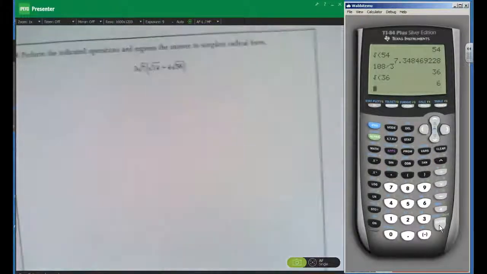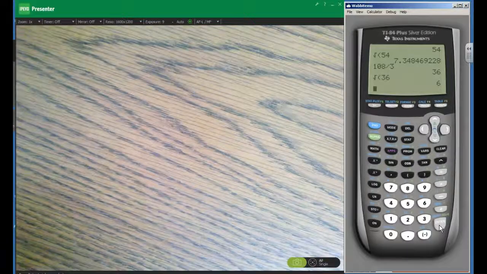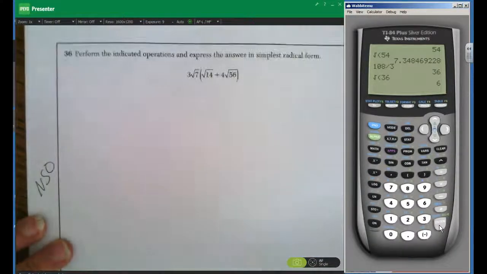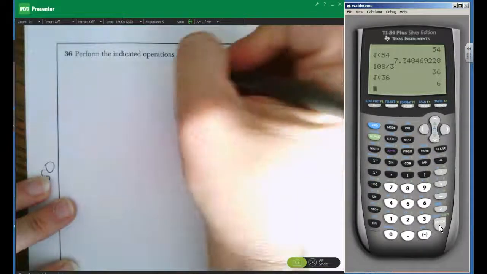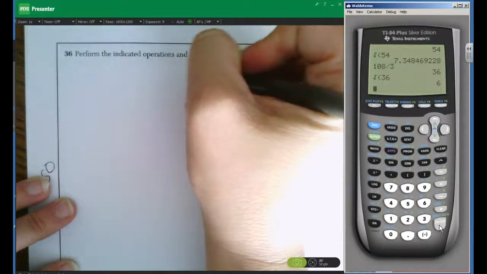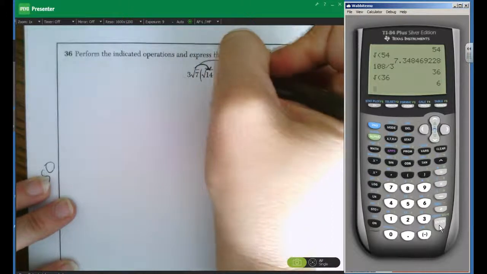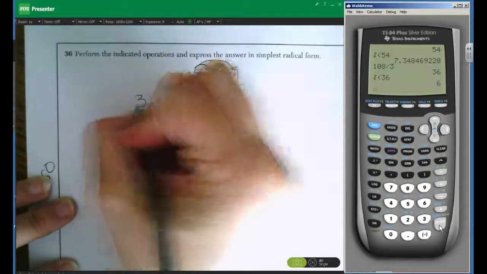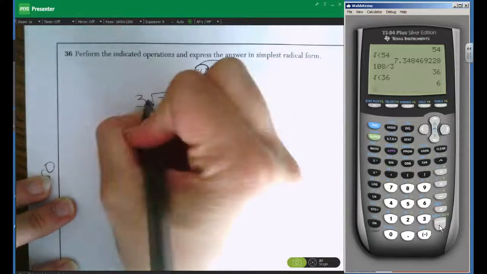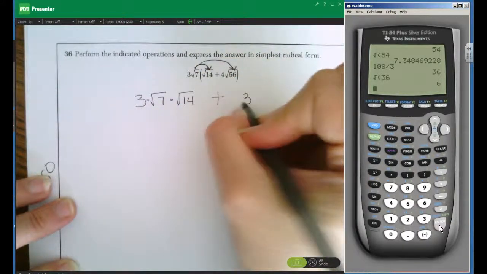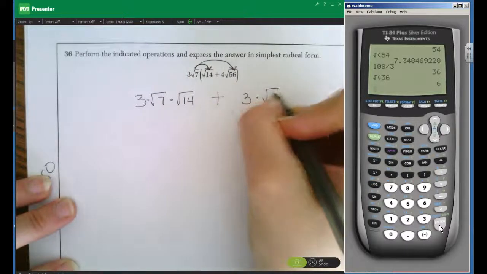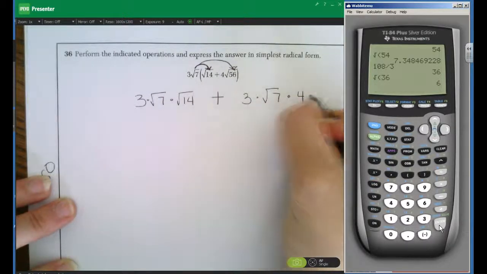Here's a harder one. Here we need to distribute. It wants us to do the indicated operation. The easiest way to do this is to first distribute. So I'm going to distribute this times this, and this times this. So we have 3 times the square root of 7 times the square root of 14, plus 3 times the square root of 7 times 4 times the square root of 56.